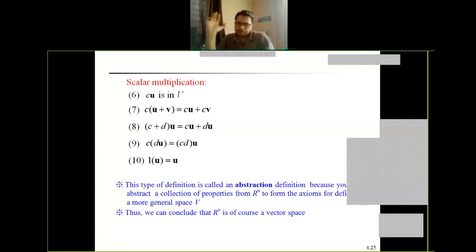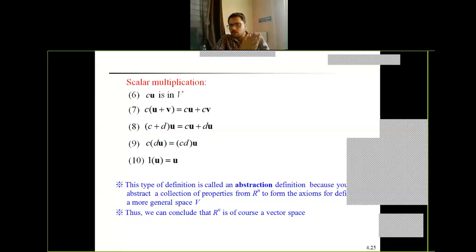Obviously, this type of definition is called an abstract definition, because it is an abstract collection of properties from the space Rn. Which are those properties? Five properties are given by vector addition, and five properties are given by scalar multiplication. So if these 10 properties or 10 axioms are satisfied by your space, then collectively we call that space a vector space. So this is the definition of vector space.